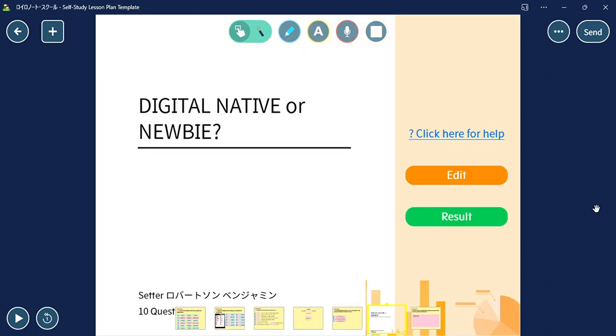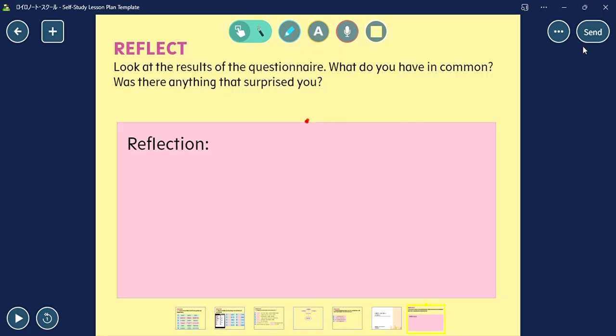They then have the questionnaire using Loylo's built-in questionnaire feature. This also presents them with an opportunity to view the results of the questionnaire, and then they can critically reflect upon it, in particular with reference to things that they found surprising or things that they found they had in common.